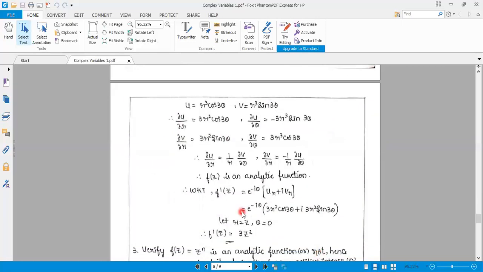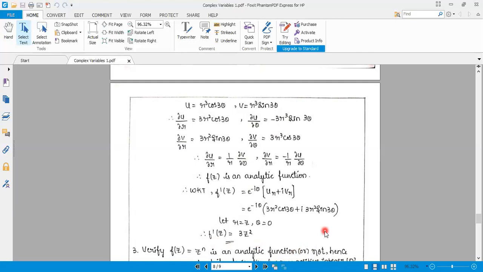Now let us find its derivative. f'(z) = e^(−iθ)(u_r + i v_r), using this expression. Now substitute u_r and v_r. So it is e^(−iθ), u_r is 3r² cos 3θ, and what is v_r? v_r is 3r² sin 3θ. Put r = z and θ = 0, we get f'(z), which is 3z².